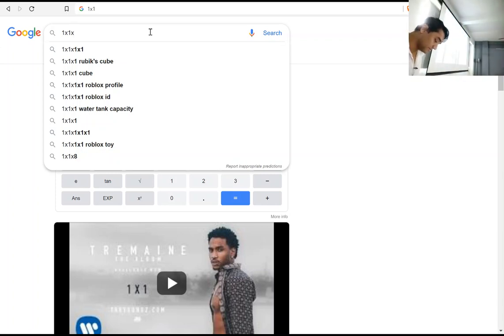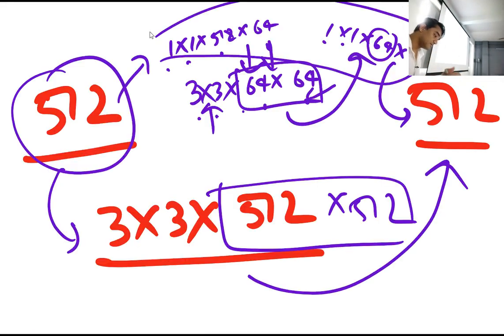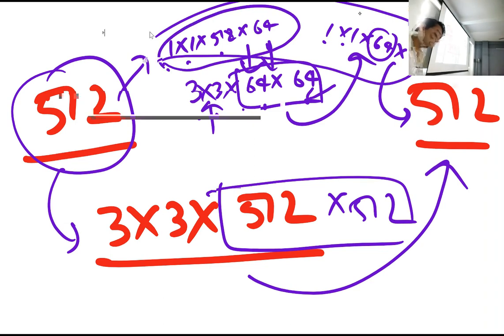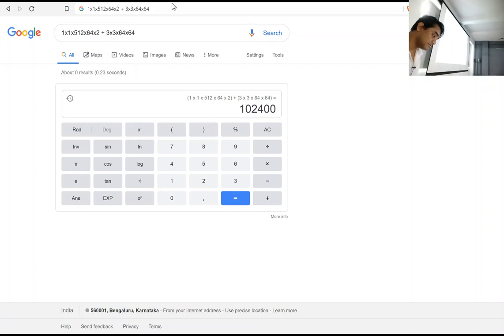Let me just fix this calculation. Give me 1 second. So we are looking at 1 cross 1 cross 512 cross 64, times 2. We have two of them, if you remember the image. 1 cross 1 cross 512 cross 64, and again 1 cross 1 cross 512 cross 64. And then I have only 3 cross 3 cross 64 cross 64. These are the number of parameters I have.